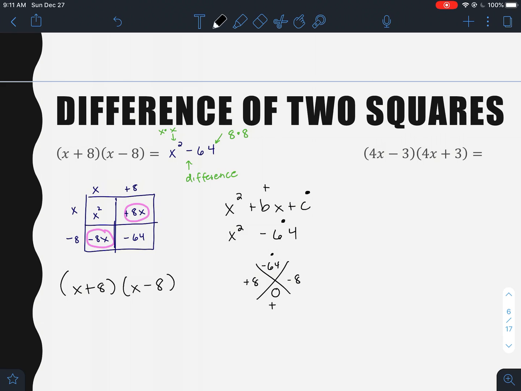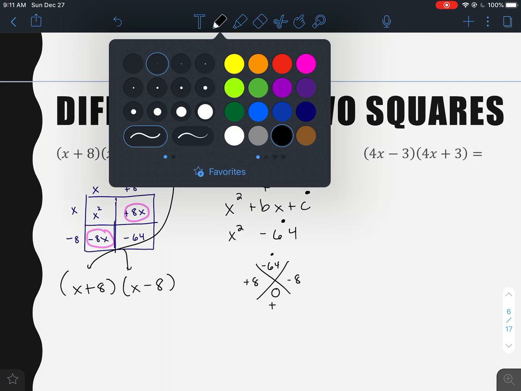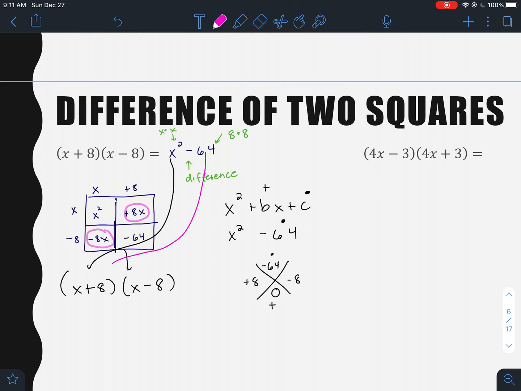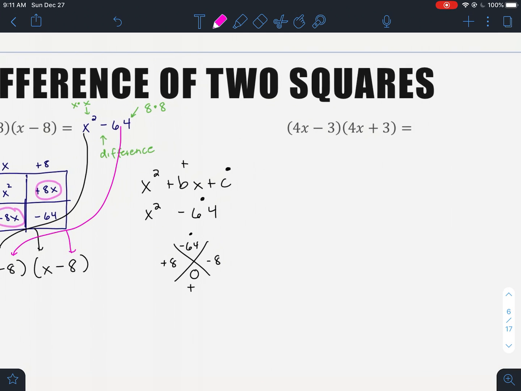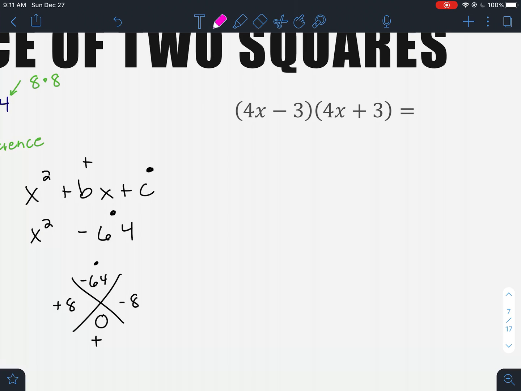So when you go to factor a difference of two squares, you need the first term to be a perfect square and the second term to be a perfect square. And you want to be subtracting those two terms. And when you do it, notice x squared is x times x. And then negative 64, well, negative 64 is 8 times negative 8.